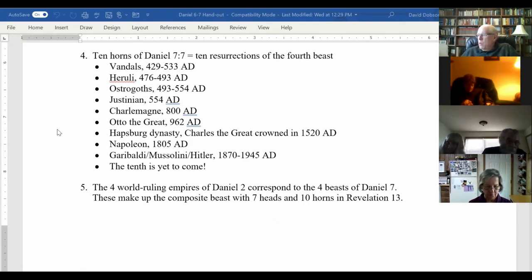Verse 11, I watched then because of the sound of the pompous words which the horn was speaking. So that's the little horn, the one who then begins speaking, and as this chapter unfolds, we see it's the one that really has the power. I watched till the beast was slain, and its body destroyed and given to the burning fire.